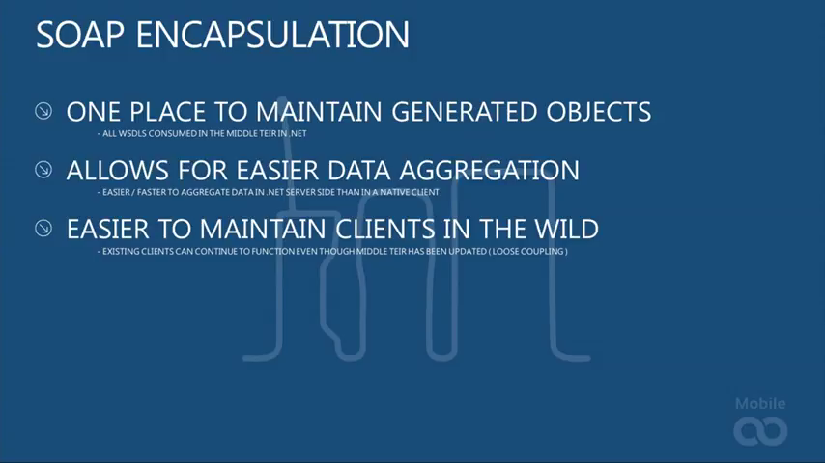So we tend to encapsulate SOAP in this middle tier. This not only gives the benefit of not having to deal with it client side, which depending on the platform can be a problem. It also gives you a nice quick way to actually do data aggregation and pull data from multiple systems in one place and create a resource representing the combined information and return it to the client.